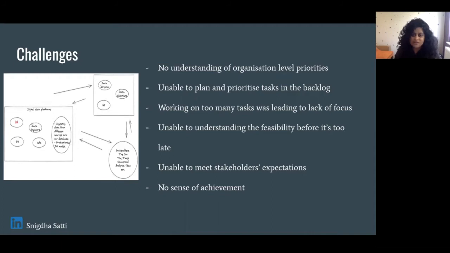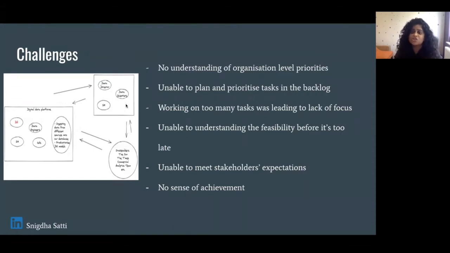So it led to a lack of focus. There was no focus in the team. And because they were working on so many things, they were unable to meet the deadlines, which meant they were not able to meet stakeholder expectations, and the deadlines were always missed. Overall, it was chaos, which led to a lot of demotivation, and there was no sense of achievement in the team. That's when the senior person came to me, because our team was running fine, and said, Snigdha, can you come in and help the team?